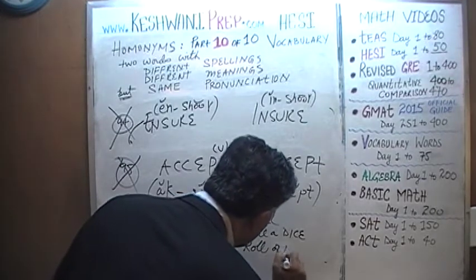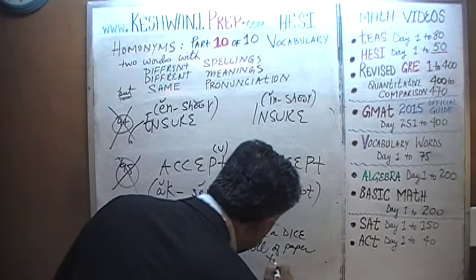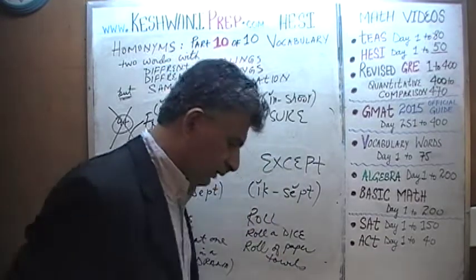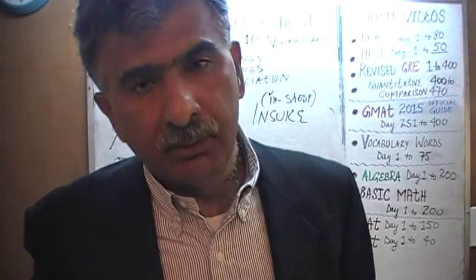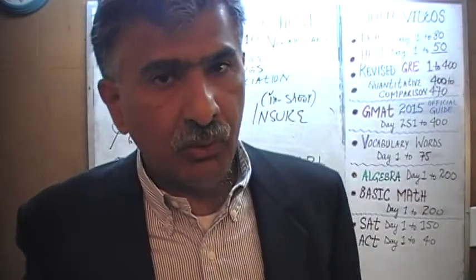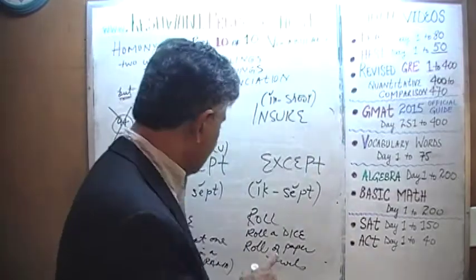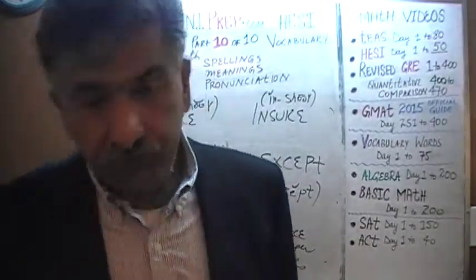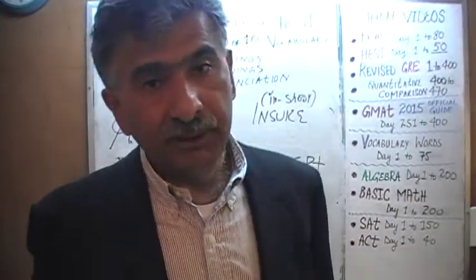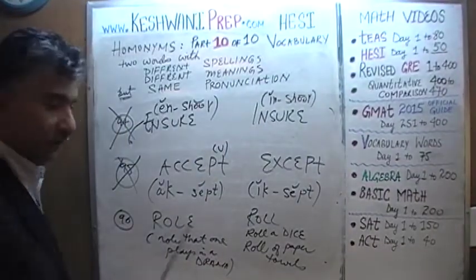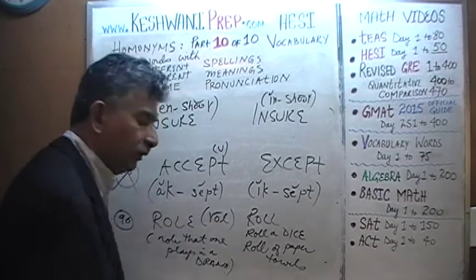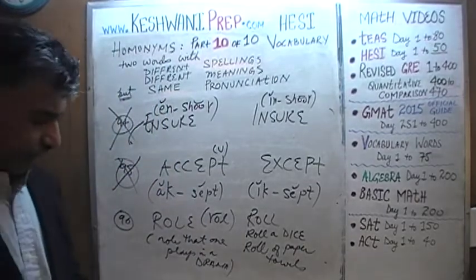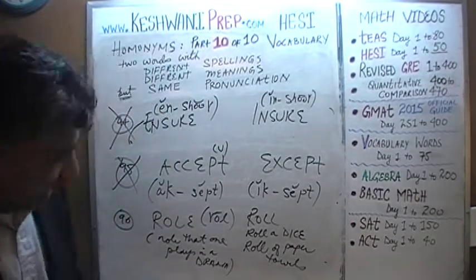Roll of paper towels, roll of toilet paper, that's a roll. That roll, which is R-O-L-L, is not to be confused with the role that one plays in a play, which is R-O-L-E, but they're pronounced in the same way. Very simple pronunciation, roll. They are both pronounced in the exact same way, roll. Let's move on to 97.